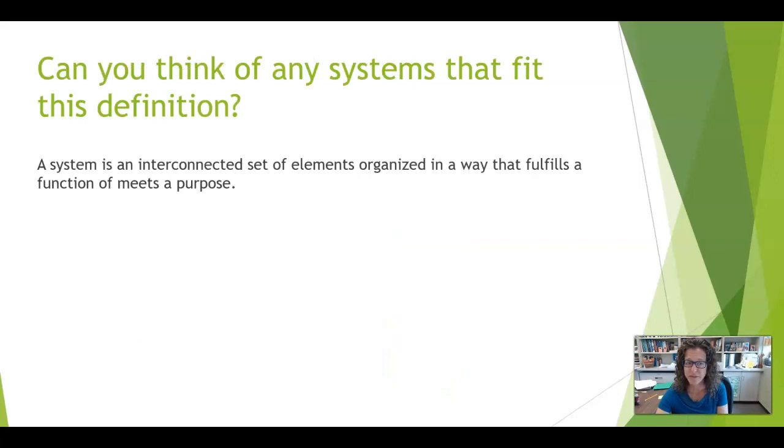As mentioned earlier, a system is a set of interconnected elements organized in a way that fulfills a function or meets a purpose. Can you think of any systems that fit this definition? You might want to pause the video and jot down a few examples.